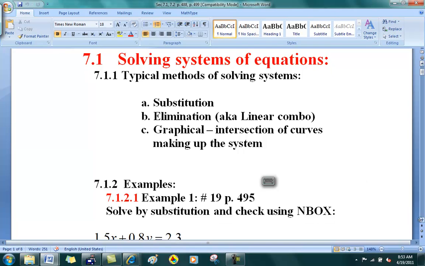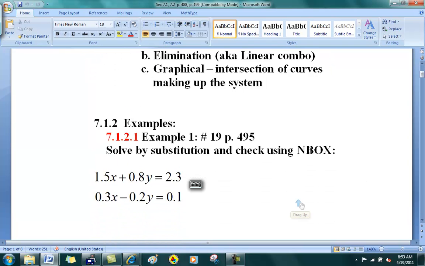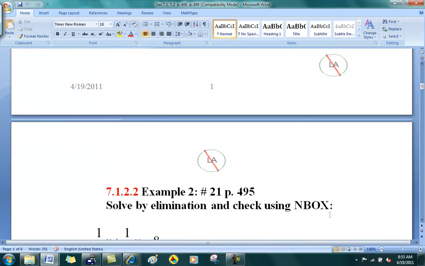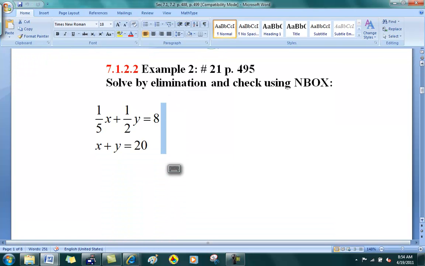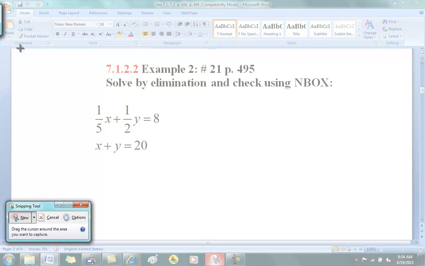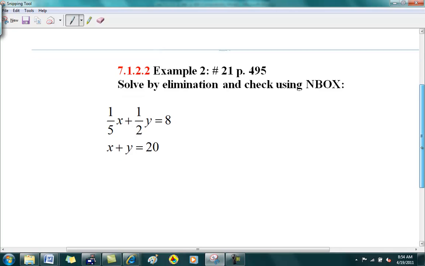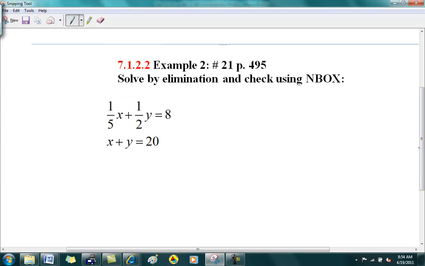Oh, I guess I had the equations down here, but anyway, the ideas are very similar. The next question is solving by elimination and checking using the graphing calculator. Notice that the question number and the page number are from the old book, but the question has been repeated here, so it shouldn't be much of an issue. To do elimination, since we are fractionally challenged, I'm going to times this equation by 10, just to get rid of fractions. Then my top equation becomes 2x plus 5y equals 80, and my bottom equation is x plus y equals 20.